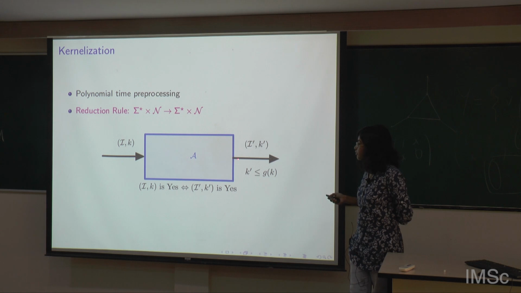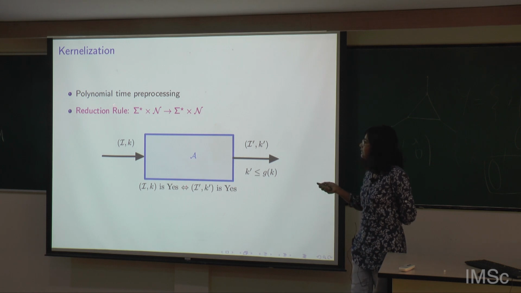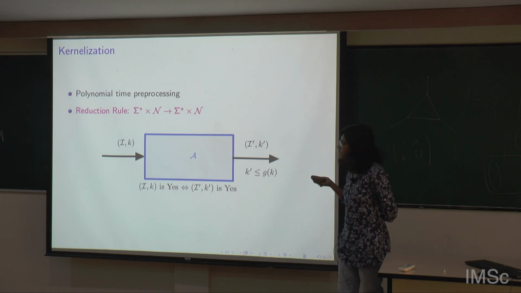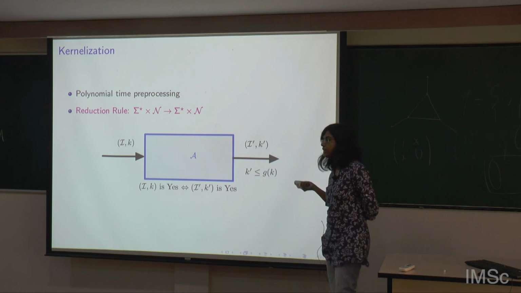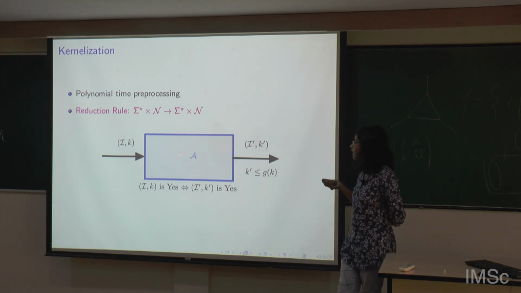So what do you mean by these two instances being equivalent? This is that (I, k) is a yes instance if and only if (I', k') is a yes instance. Okay, so we say that this reduction rule is safe if this condition holds, that the newly produced instance is equivalent to the previous instance. Okay, so we'll be giving some reduction rules and we'll look at the safeness of the reduction rules.